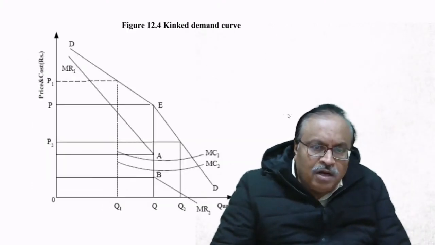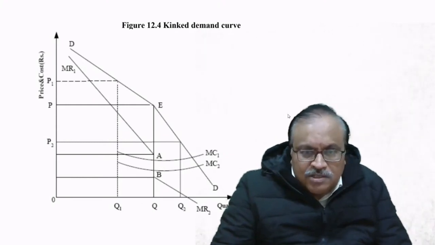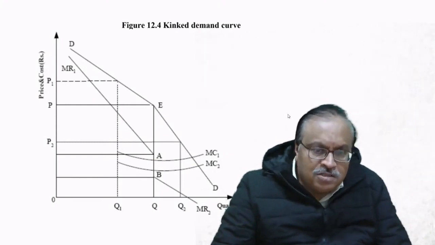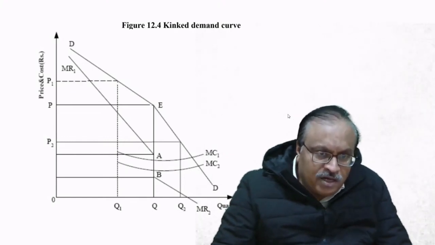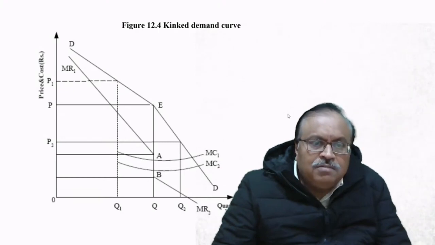This one is a kinked demand curve for marginal cost 1 and marginal cost 2. So here also we see that the demand gets slightly curved at the bend point.